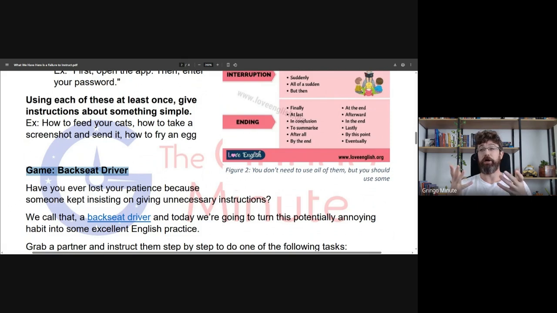very fun when you are on the receiving end of these. But this expression, backseat driver, has left the car, and you can use this even like in business, micromanaging. That's being a backseat driver, and just in general about giving too many instructions or opinions when a person's not participating. But we will turn this into some fun English practice.